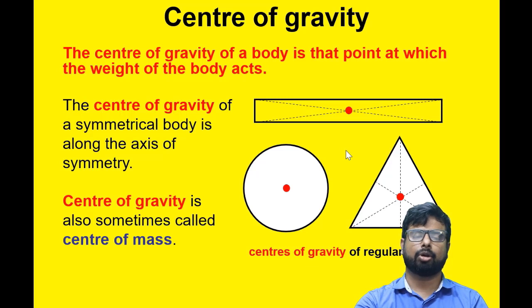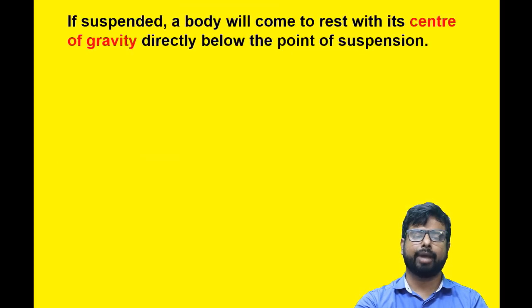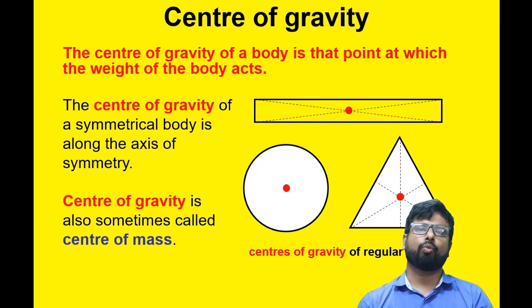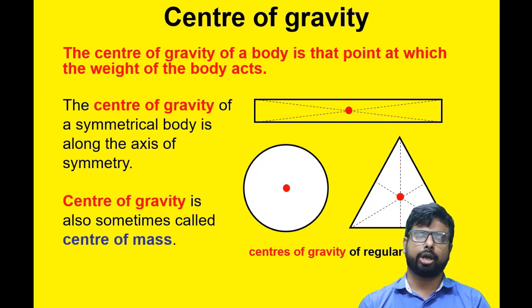Center of gravity is also sometimes called center of mass. So what is center of mass? Center of mass is the imaginary point where the total mass of the object is considered to act. So center of gravity is also sometimes called center of mass. Center of mass and center of gravity are the same point, but conceptually they are different.